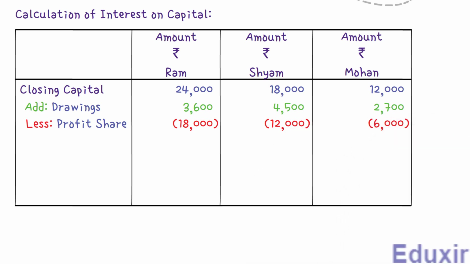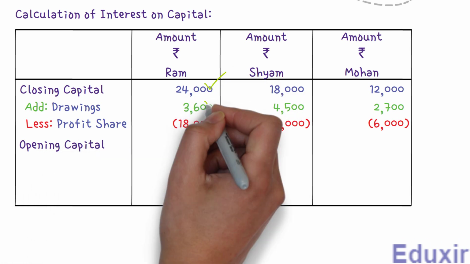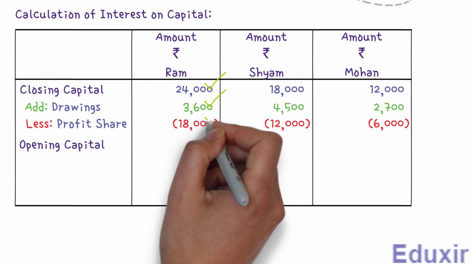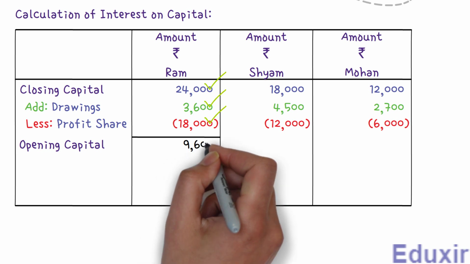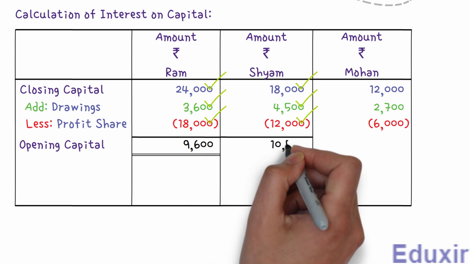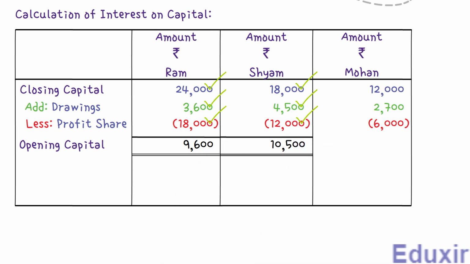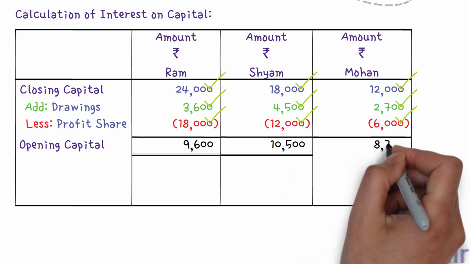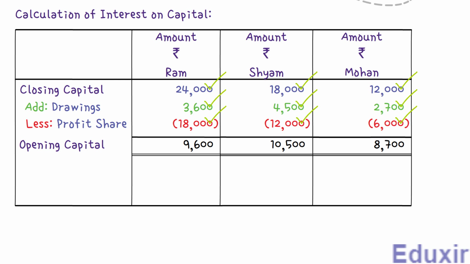Now we have everything to calculate the opening capital. For partner Ram, from the sum of 24,000 rupees and 3,600 rupees, if we subtract 18,000 rupees, we get 9,600 rupees. For partner Shyam, from the sum of 18,000 rupees and 4,500 rupees, if we subtract 12,000 rupees, we get 10,500 rupees. For partner Mohan, from the sum of 12,000 rupees and 2,700 rupees, if we subtract 6,000 rupees, we get 8,700 rupees. Now, as we know the opening capital, we can now calculate the interest on capital.